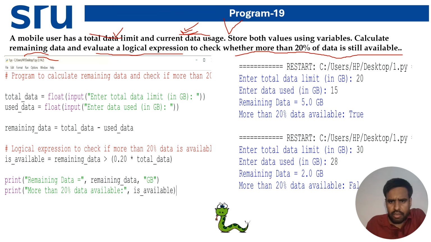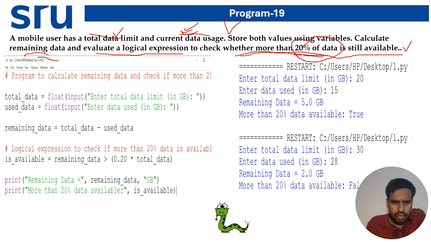We have to check whether more than 20% of data is still available. If more than 20% data is available, then it will give the message true, else false. So how can you write this program?